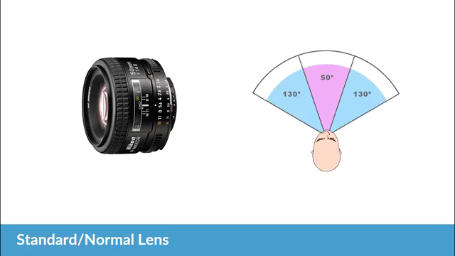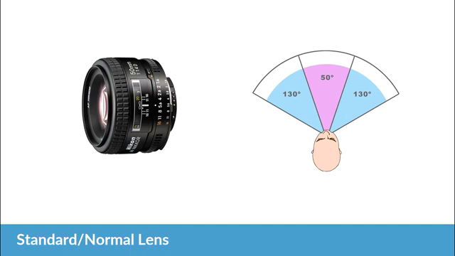So going back to our diagram, remember we have this 130 degree angle of view, but only about 50 degrees of that is actually in focus, as we can see here shown in pink. A standard lens can see roughly the same field as our focused field of view. So in most cases, a standard or normal lens has a focal length of about 50mm. 50mm is very, very close to what our eyes see in our day-to-day lives.